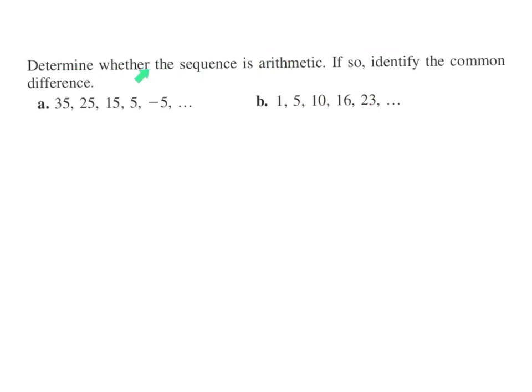One of the things you're going to have to decide is if some of these sequences are arithmetic. And if they are, they'll have a common difference all the time. If they are not, they won't. So on this first one, it looks like it's going down 10, going down 10, going down 10, going down 10. So it's consistent. So I'm adding negative 10 every time. So this is arithmetic, and the common difference is negative 10. And that's all you would have to write. And that's what this is saying. If so, identify the common difference.